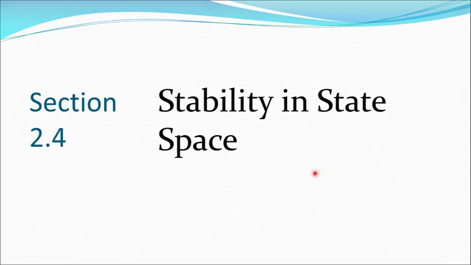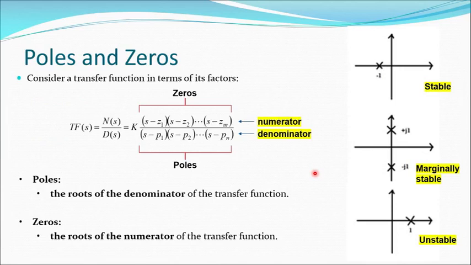In chapter 1, we have learned how to determine poles and zeros from a transfer function. In general, a transfer function is usually written as a division of two polynomials, which are numerator and denominator. The roots of the numerator are called zeros, while the roots of the denominator are called poles. The stability of the system is determined from the poles location in the S-plane. There are three system conditions: stable, marginally stable, and unstable.